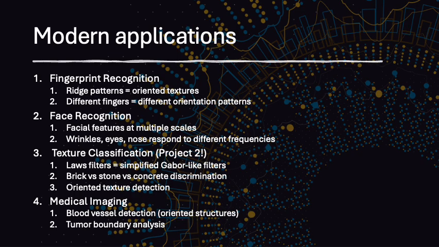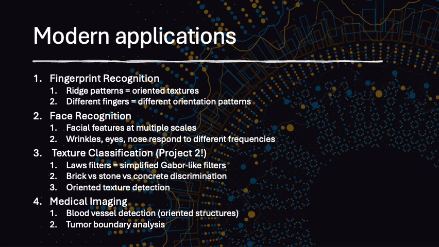Fingerprint recognition uses Gabor filters because fingerprints are rich, oriented textures. So this creates a signature, specific features that uniquely identify each fingerprint. Face recognition uses them for analyzing features at different scales.